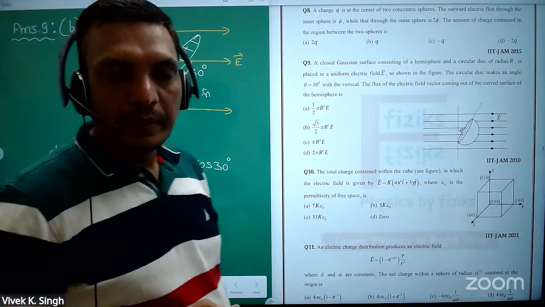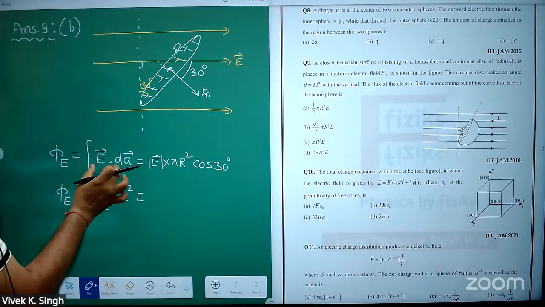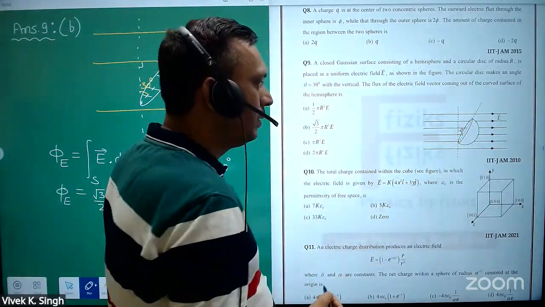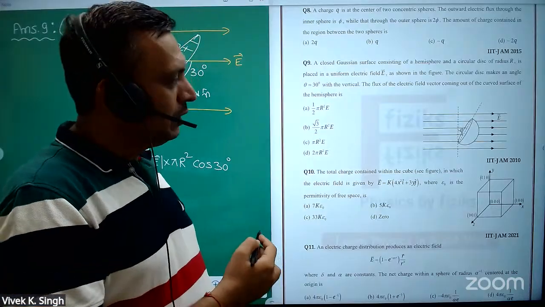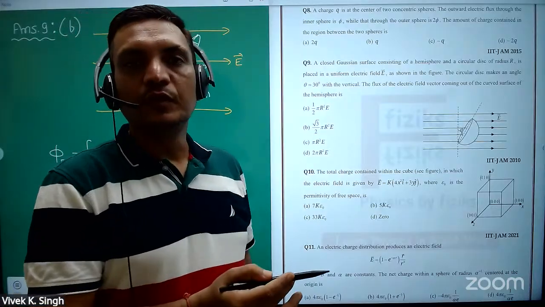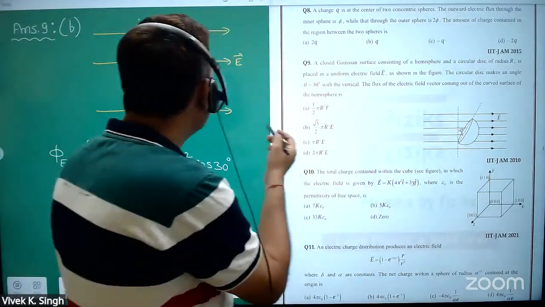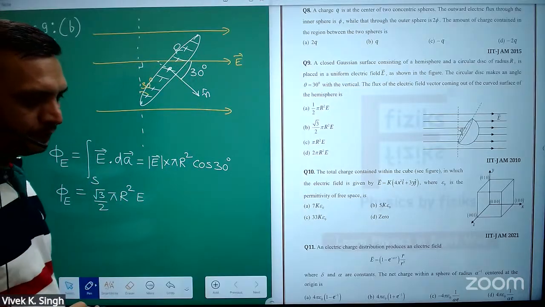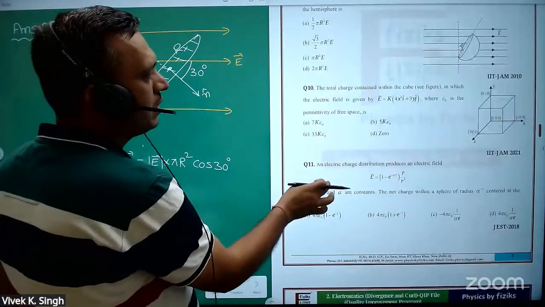So it's a question based on electric flux. If you try to calculate over the hemispherical surface, you will get the same answer, but the calculation will be lengthy. So use this concept that the number of field lines will be the same, and you can easily find E dot dA over this region. Clear? Chalo. Now let's see question number 10.